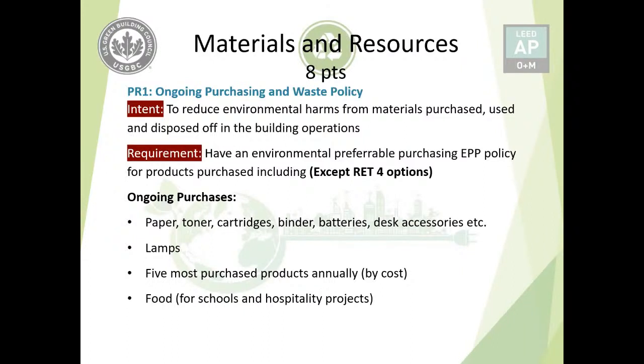So the requirement is to have an environmentally preferable policy, and it should include the ongoing purchases like paper, toner, cartridges. You could have staplers, pens, pencils, erasers, sharpeners, whatever the regular desk accessories are, toilet rolls, tissue papers, or any cutlery you are purchasing for kitchen use. The lamps are one of them. And out of these, the 5 most purchased products annually by cost are to be calculated, because these are the products that would be used the most as per the purchasing cost.